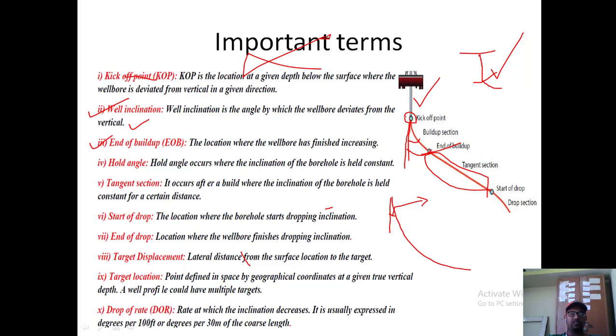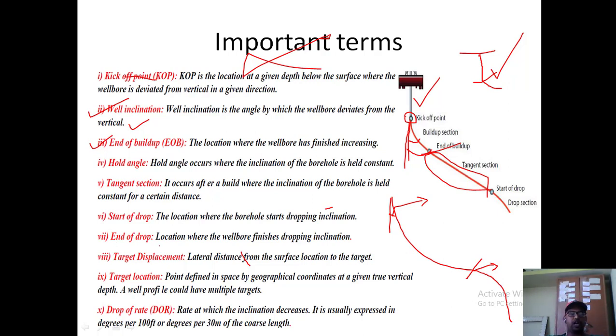The definition is the location from where the wellbore starts dropping inclination. From here, if you see, the well has been inclined up to this point, and after this it starts to decline. At this particular point the inclination ends and the decline of that inclination starts. So this particular point is called the start of drop off of the angle in a well.